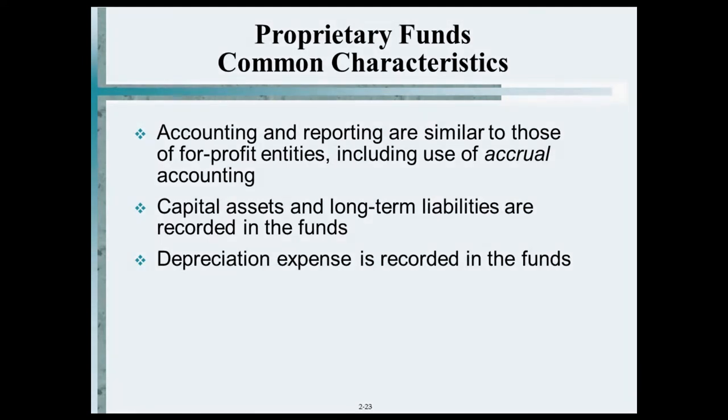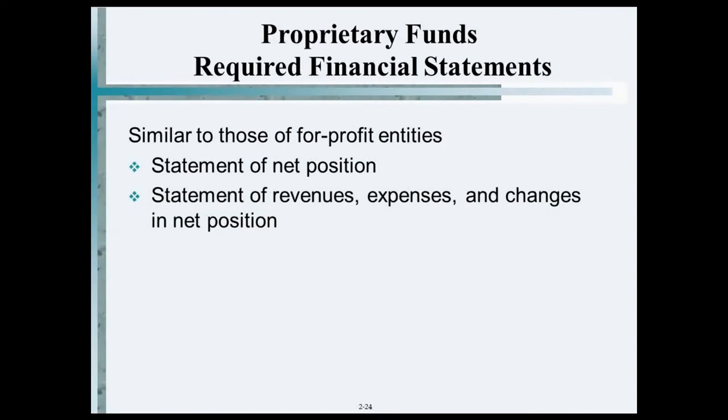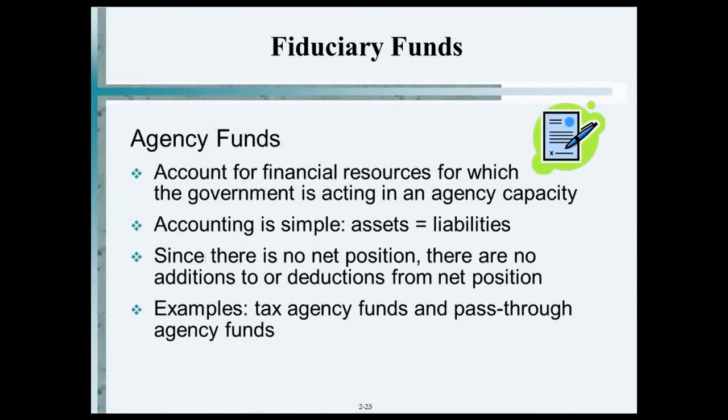And the name of one of the statements is not, we don't call it income statement. What do we call it? Statement of revenue, expenses, right? And changes in net position. Expenses are recorded, not expenditures. And these are the statements I would just say.